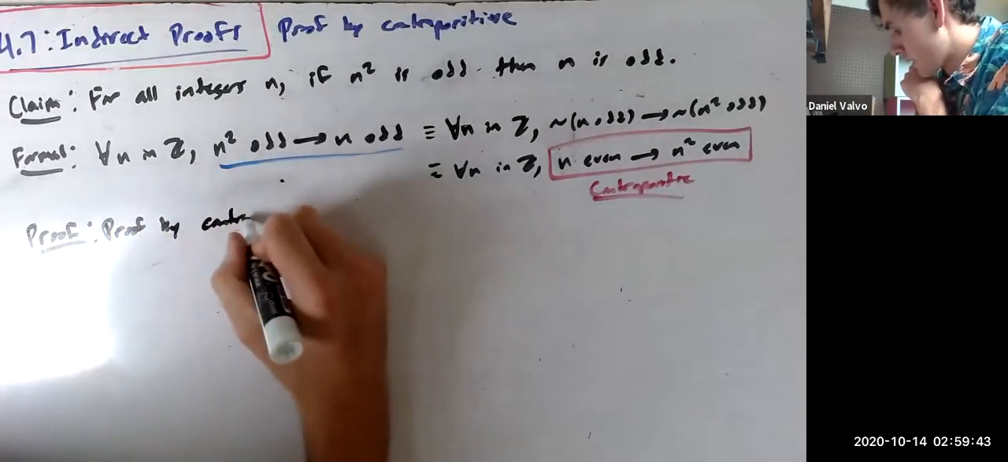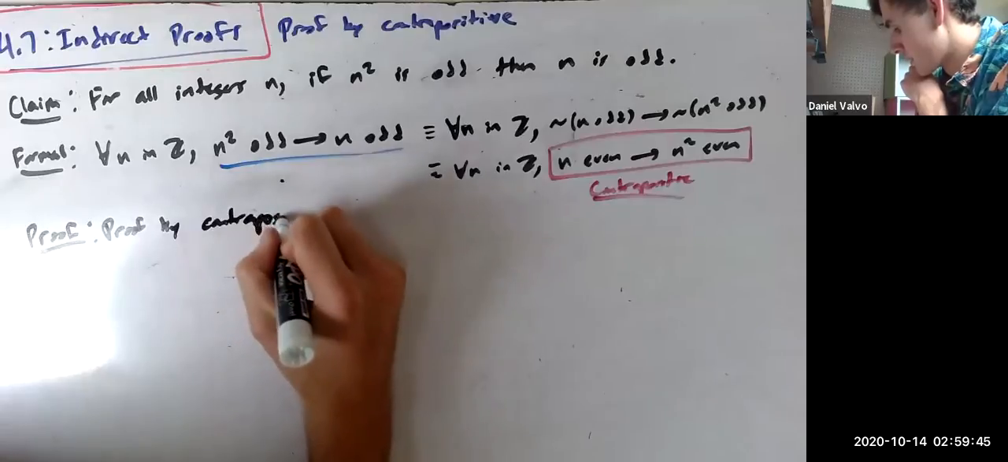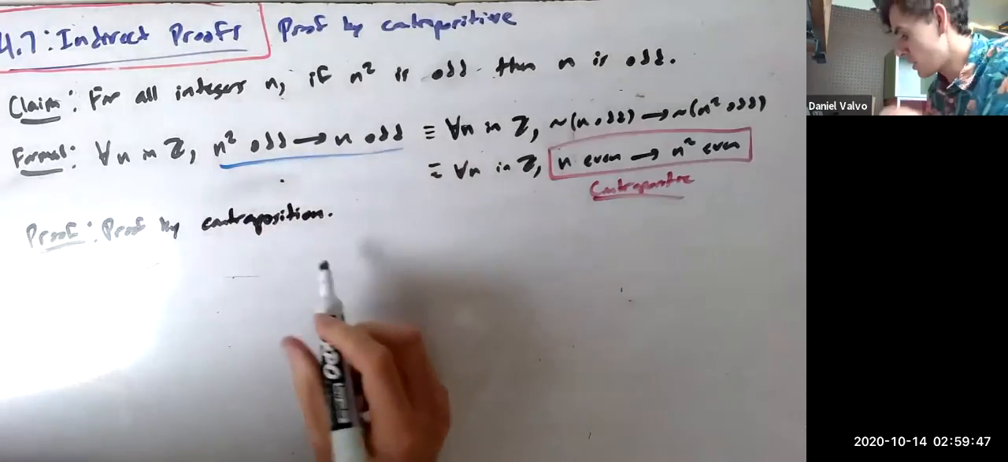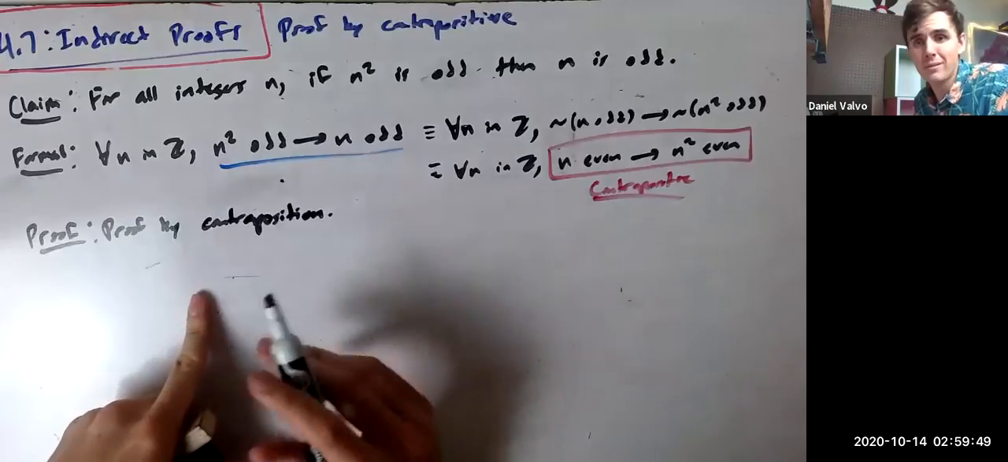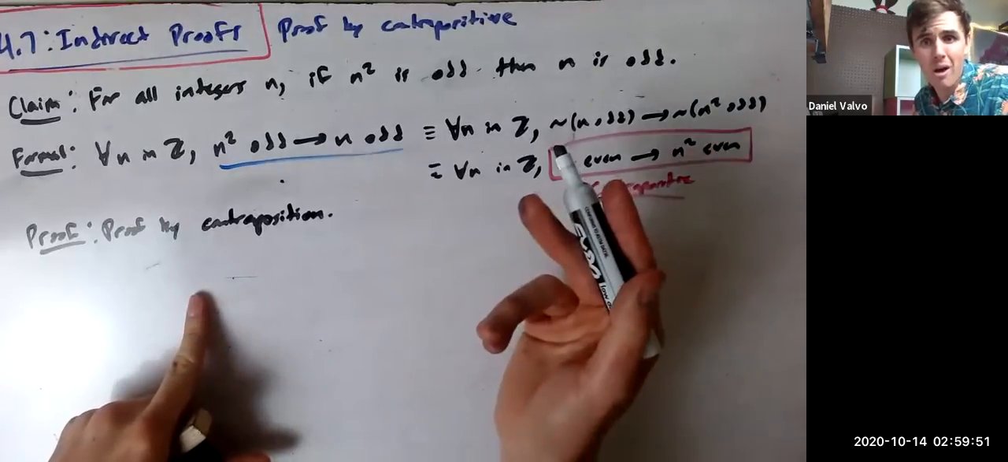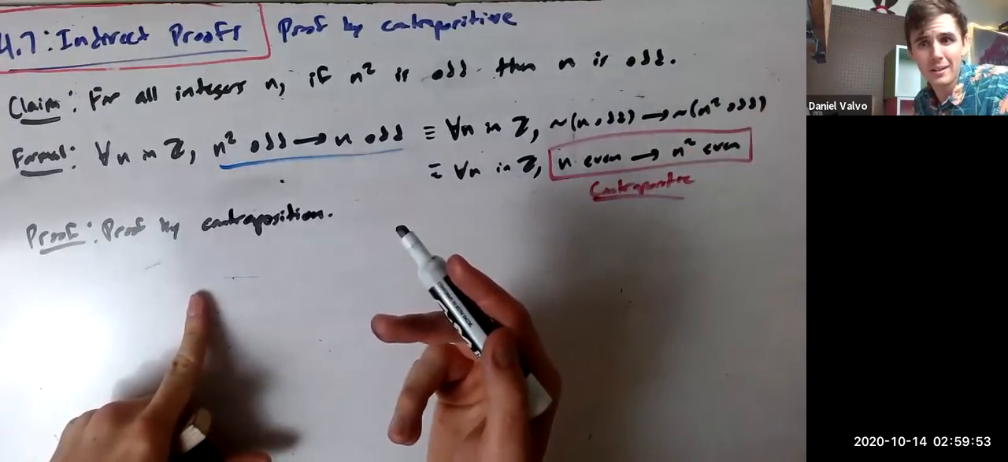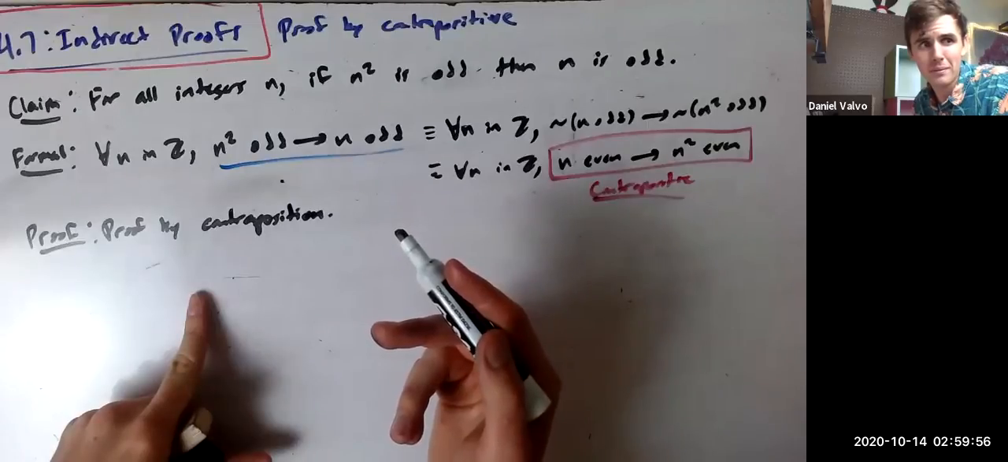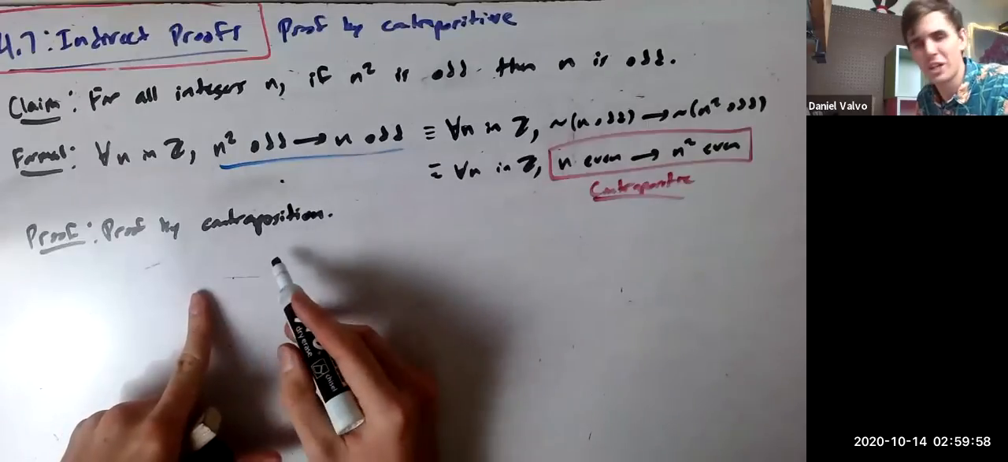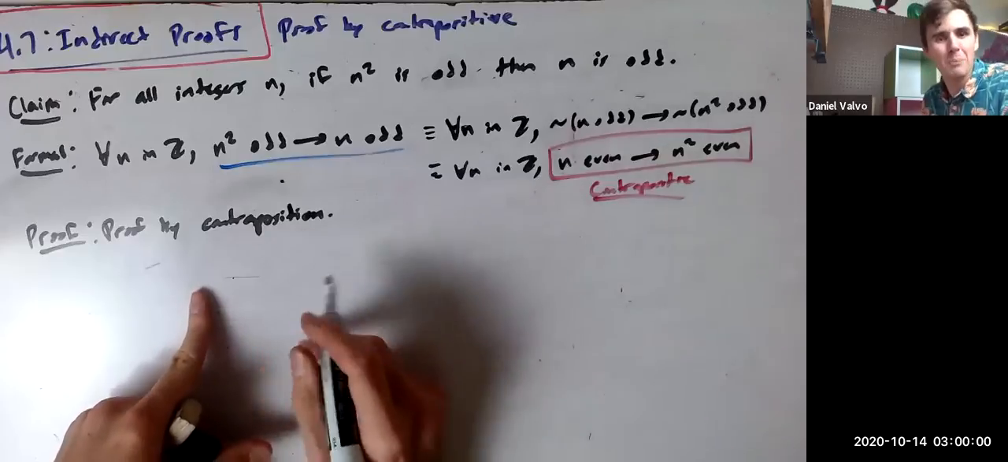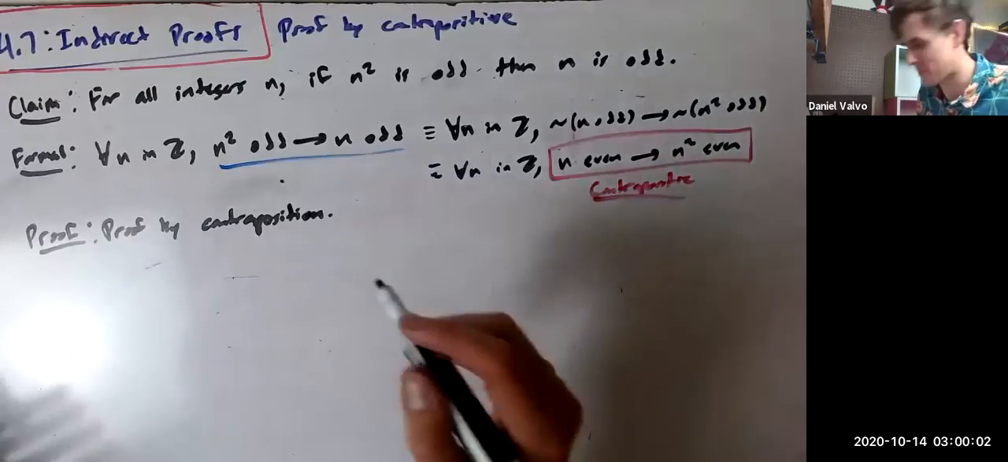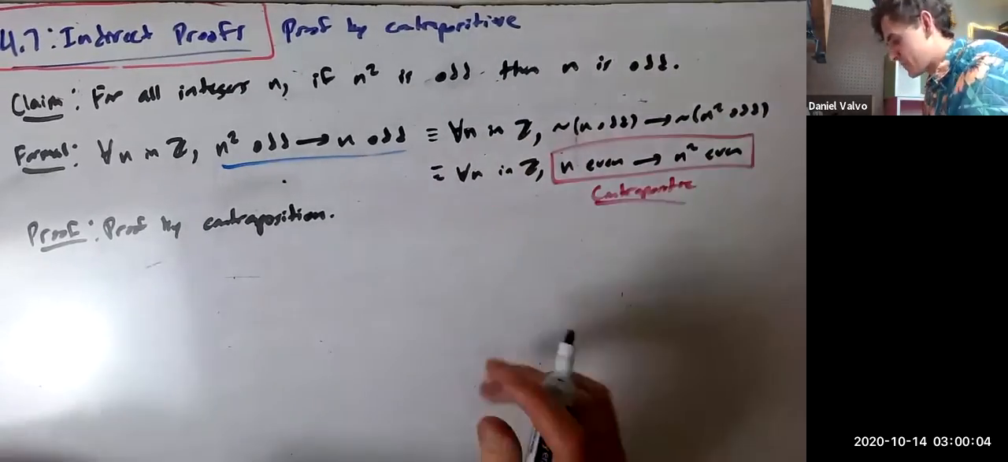by contraposition. You can say contraposition or contrapositive. I don't care. I guess contrapositive is a noun. Contraposition is more like a verb or some crap. Adverb? Someone put in the chat whatever part of speech this is. But the point is, you're saying the same thing. So proof by contraposition.